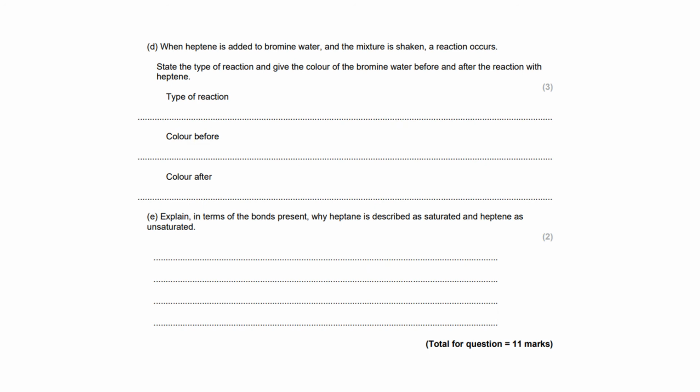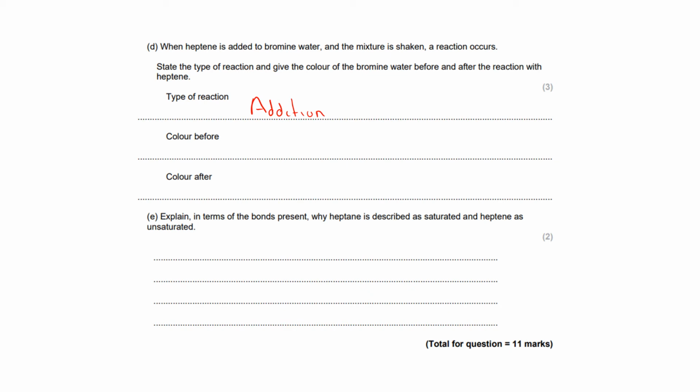Okay, D. When heptene is added to bromine water and the mixture is shaken, a reaction occurs. State the type of reaction and give the colour of the bromine water before and after the reaction with heptene. So it'll be 1 mark for each of these. The type of reaction is an addition reaction. The mark scheme allowed "additional", but that's a bit weird. Normally we just say it's an addition reaction. So you've got an alkene here, and you're going to add in the bromine across that double bond.